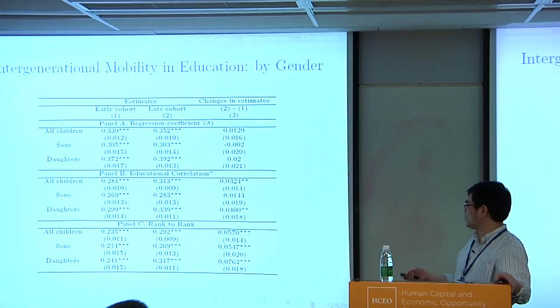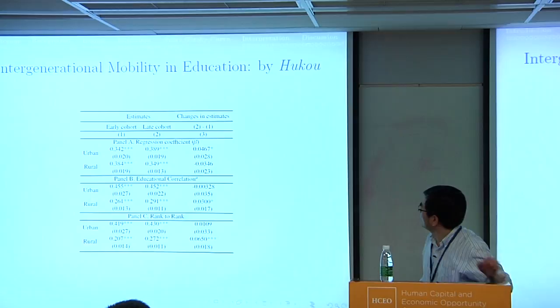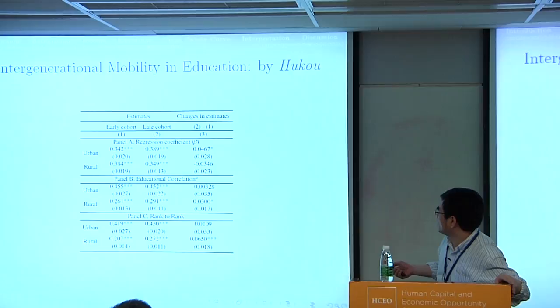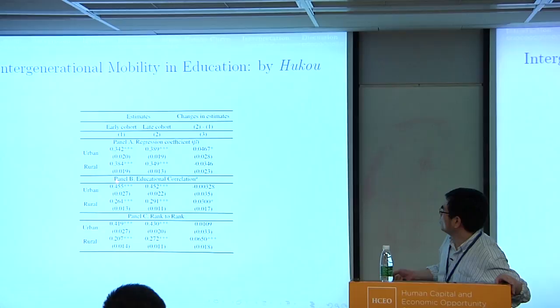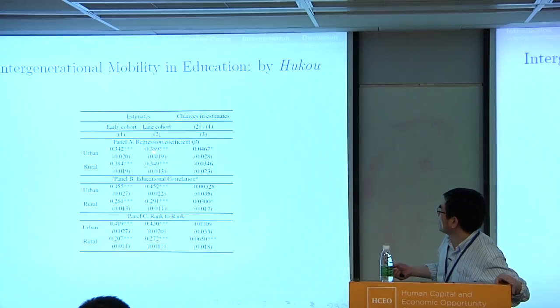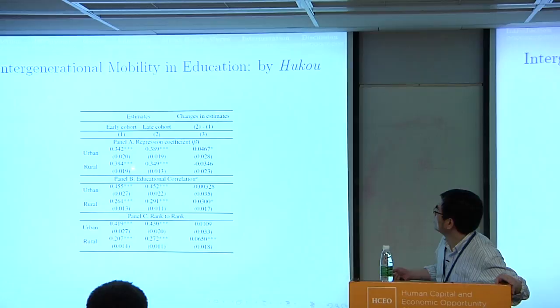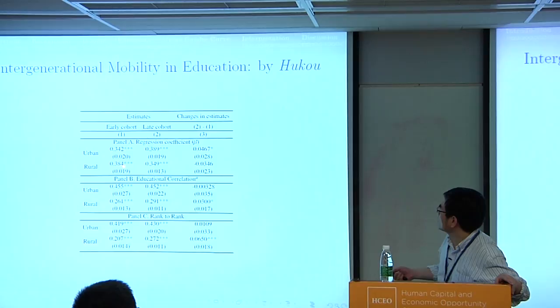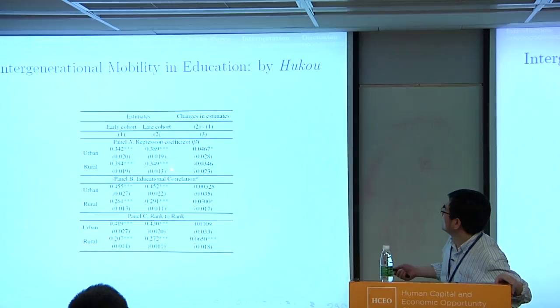Okay, so this is by hukou. Mobility, early cohort, later cohort, and urban rural. So urban going up, mobility going down, but it's not a lot of change. Rural, okay, so rural is actually going down, that means mobility is going up a little bit. It's some change.